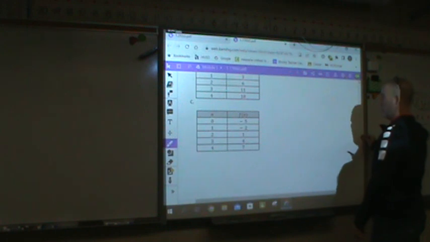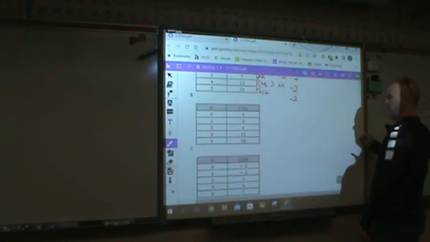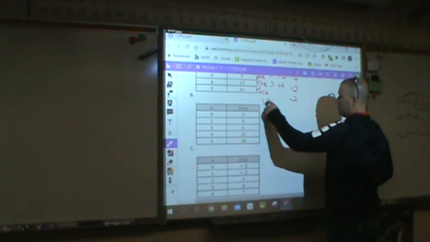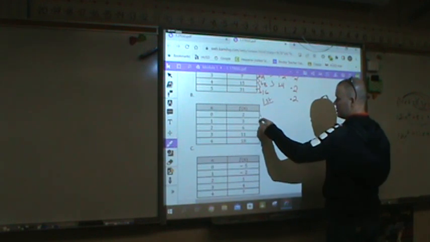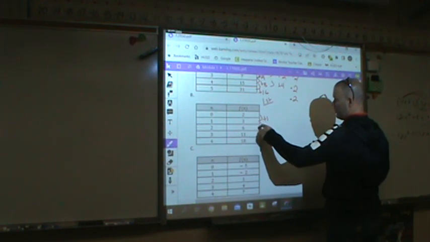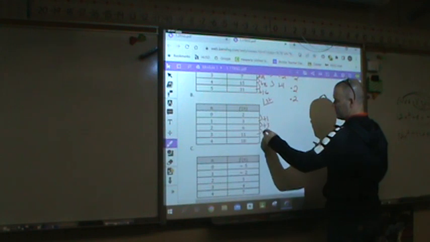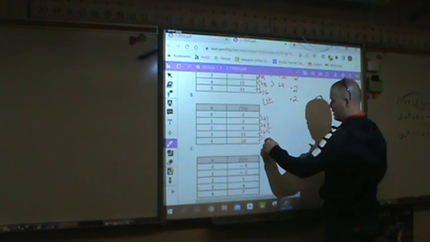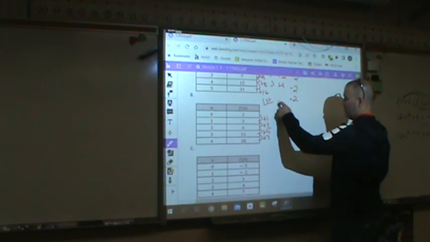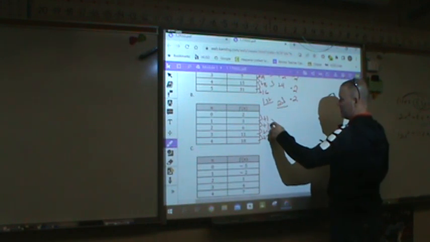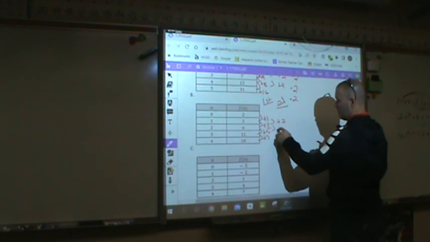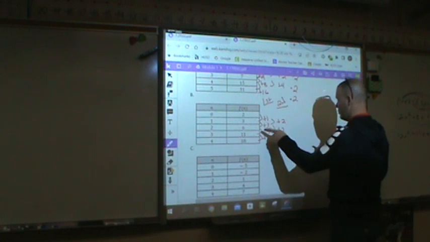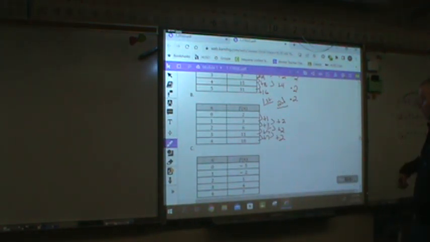B, what is going on with table B? Table B, a first difference is 2 to 3 is plus 1, 3 to 6 is plus 3, 6 to 11 is plus 5, and we have plus 7. A second difference is going to be plus 2, plus 2, plus 2. This is your quadratic, or this one is quadratic at least, right?